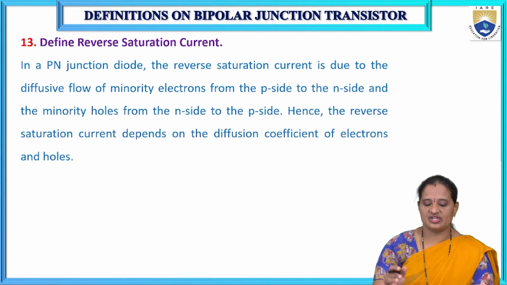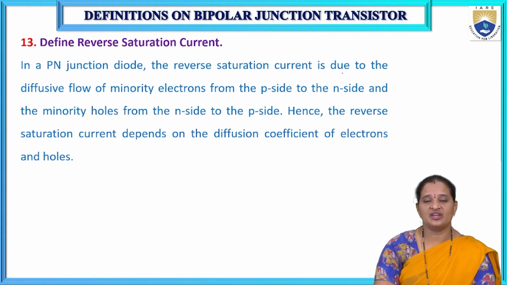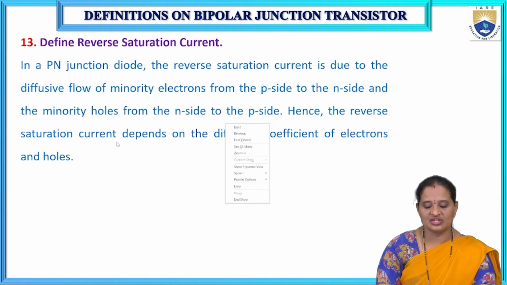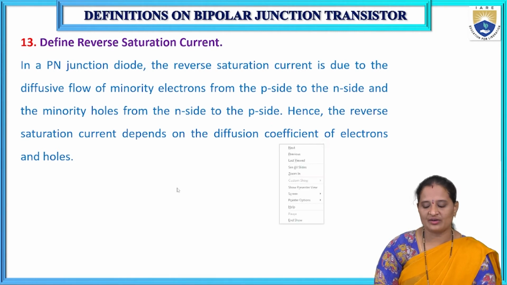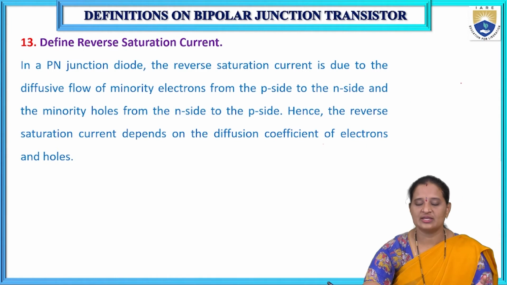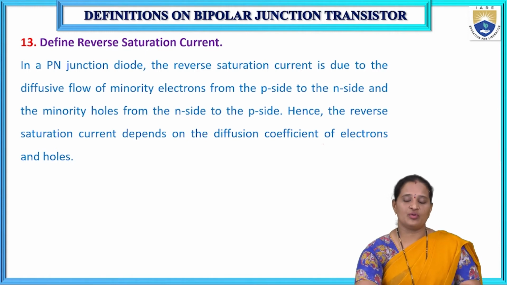Define reverse saturation current. So what is reverse saturation current? In a PN junction diode, the reverse saturation current is due to the diffusive flow of minority electrons from p side to n side and minority holes from n side to p side. Hence, the reverse saturation current depends on the diffusion coefficient of electrons and holes, or else we can also define that under reverse bias condition, no majority charge carriers can cross the junction.